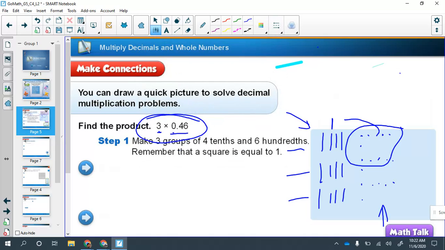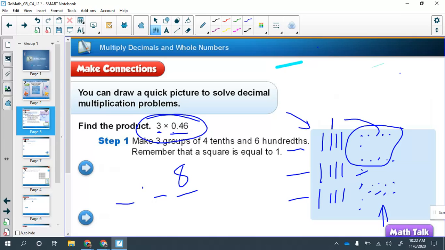So now we're going to look at the remaining hundredths. Here I have 1, 2, 3, 4, 5, 6, 7, 8. So that means these 8 hundredths can't be regrouped. So I'm going to have an 8 in my hundredths place, right? So if I kind of drew out my model like that.